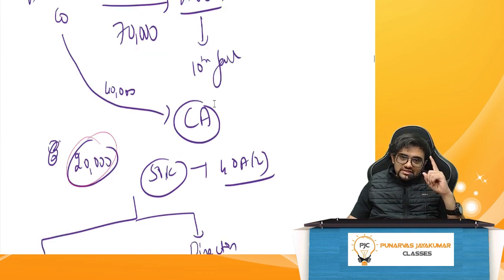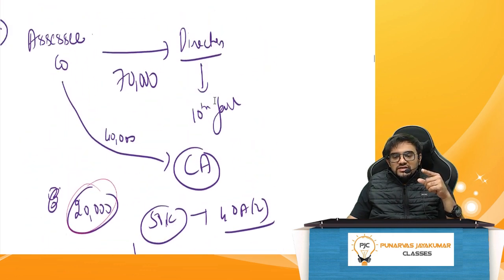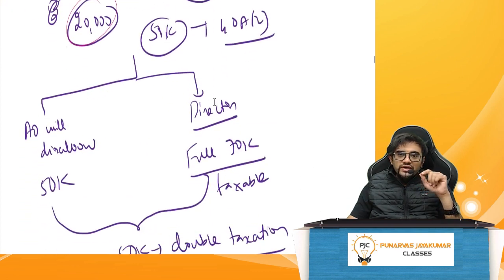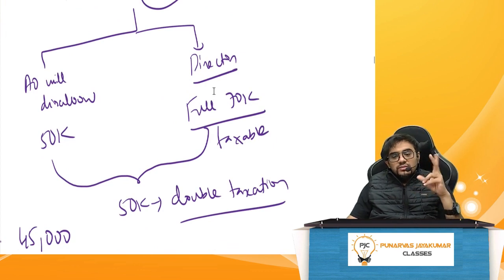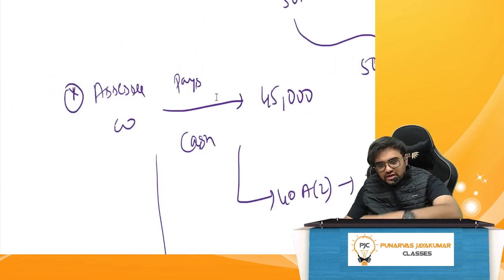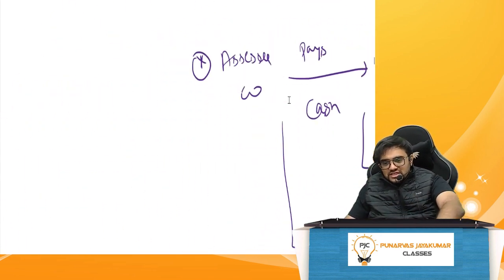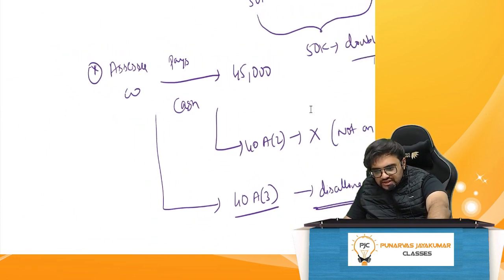There is an element of double taxation, because the AO will disallow 50K and then the director will pay tax on 70K. The AO will disallow, sorry, 50K. 20K will be allowed. Now double taxation: 50K is taxed in the hands of the company also, and 50K is taxed in the hands of the director also. Double taxation will come.